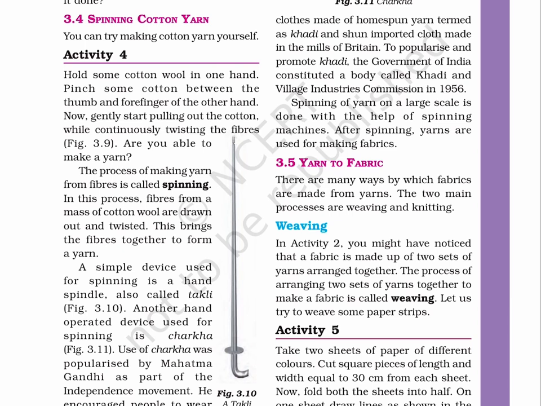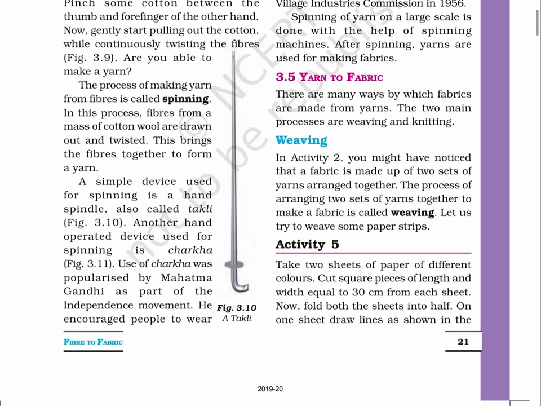The process of making yarn from fibers is called spinning. In this process, fibers from a mass of cotton wool are drawn out and twisted. This brings the fibers together to form a yarn. A simple device used for spinning is a hand spindle, also called tuckli, figure 3.10. Another hand-operated device used for spinning is charkha, figure 3.11.